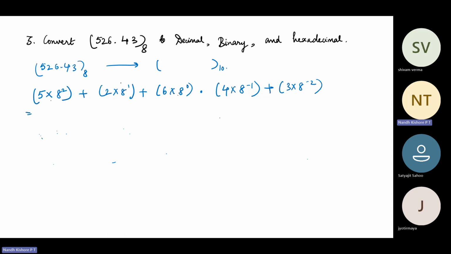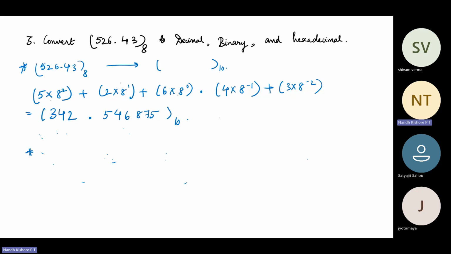So what you end up with is 8 square into 5, plus 16, plus 6, which is 342 point, and you end up with 342.546875. This is what you end up with in decimal.